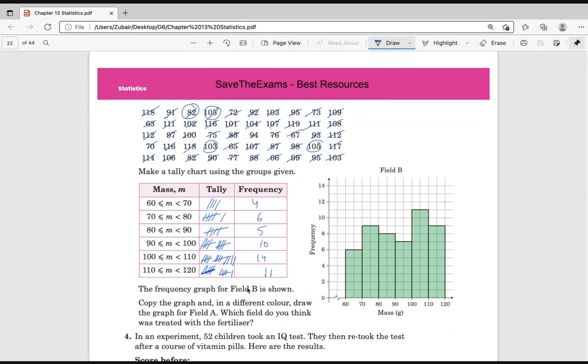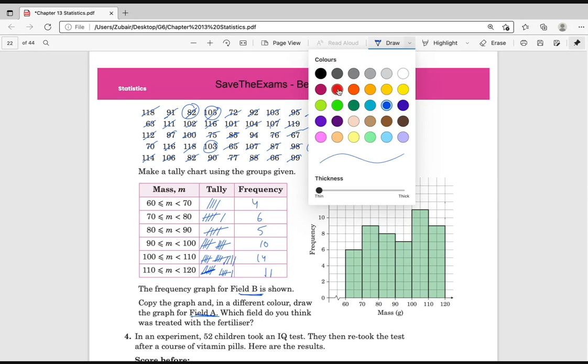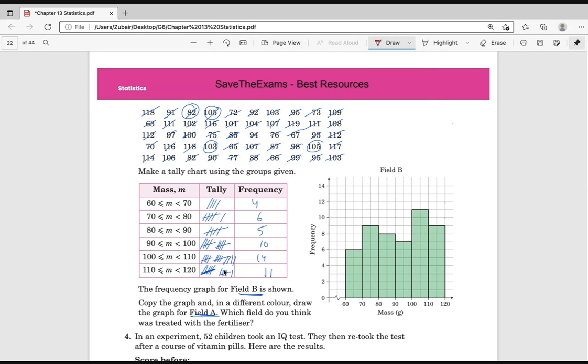The frequency graph for field B is shown. Copy the graph and in a different color, draw the graph for field A. Which field do you think was treated with the fertilizer? So first we'll have to draw on a separate page. I'm currently drawing it on the same page with a different color.